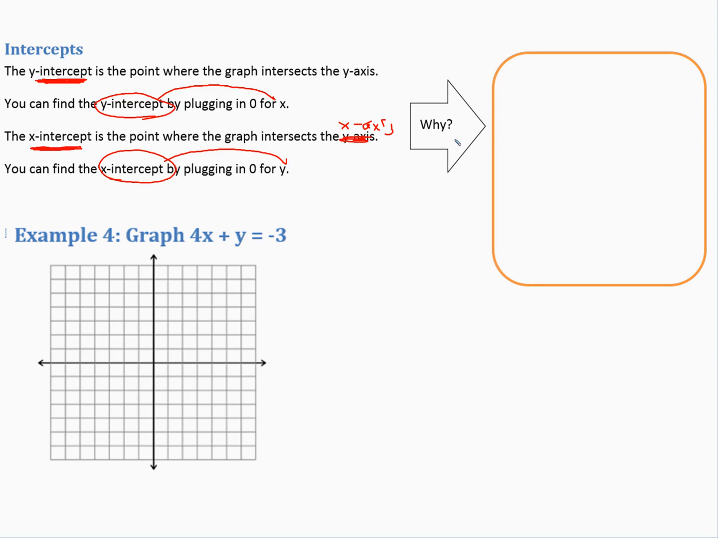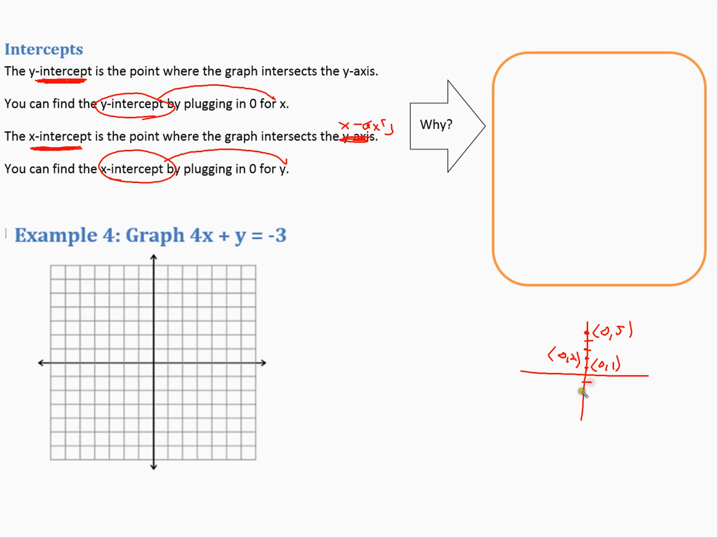So I have this arrow with a question here, the question why. Why do we do this part right here? Why do we plug in 0 for x? Well, let's take a look at a graph. And let's think through the points on the y-axis. So the points on the y-axis is where you might find y-intercepts. And so this point right here, this might be the point where we go left and right 0 and we go up 1. So the point is 0, 1. This one here, left to right 0 and up 2. So that point right there might be 0, 2. Let's skip a few. This is the point. It's up 5, so it's 0, 5.